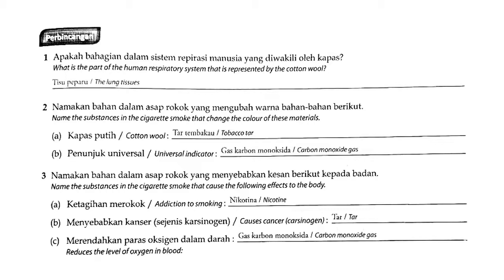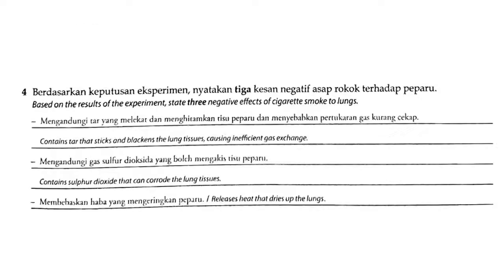Addiction to smoking: nicotine. Causes cancer, carcinogen: tar. Reduces the level of oxygen in blood: carbon monoxide gas. Based on the results of the experiment, state 3 negative effects of cigarette smoke to lungs.